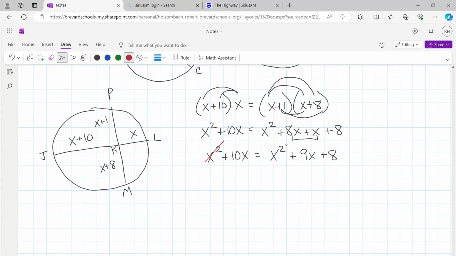These x squareds will cancel out. And then we can solve for x. So we're going to subtract 9x from each side. And 10x minus 9x is just x. And then our 8 falls down. Our x is equal to 8.